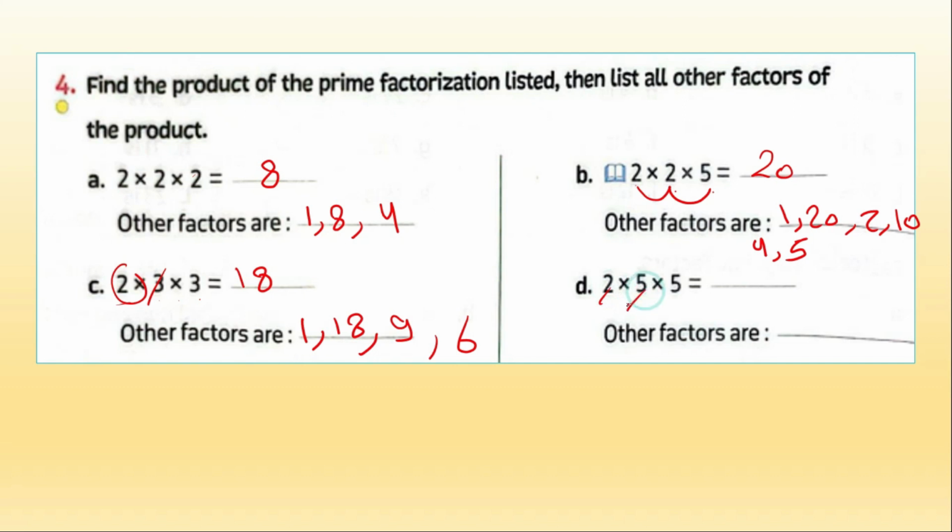The last one, 2 times 5 times 5. 2 times 5, 10. 10 times 5, 50. Okay. Other factors: 1 times 50 and 2 times 25. Got it? So these are the factors of 50.